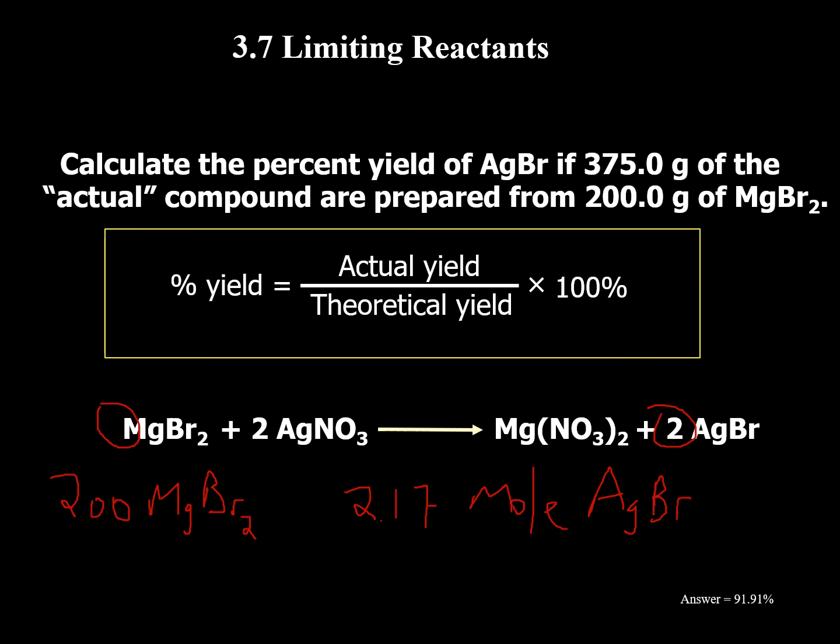This is not the final answer because we want grams. So if you have the moles of silver bromide, how do you find grams? Yes, you multiply by the molar mass of silver bromide. You have to find that from the periodic table. The molar mass is 187.77 grams per mole. So you take the 2.17 multiplied by 187.77, and you get 408.02 grams of silver bromide.